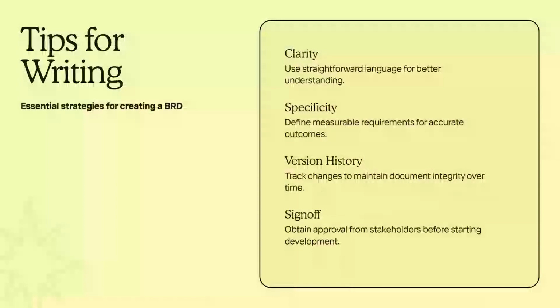Here are some tips to write an effective BRD. Keep the language simple and clear. The BRD is read by both business and technical stakeholders, so avoid jargon. Make requirements specific and measurable. Vague requirements lead to misunderstandings. Always include a version history. Track every change made to the document. And get stakeholder sign-off before development begins. This protects you and the project from scope creep.